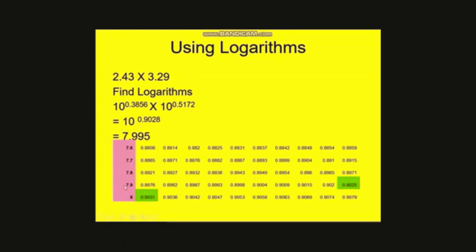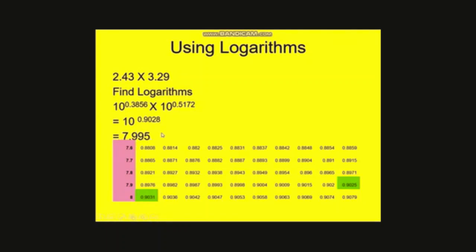Okay, so 7.99 is a little bit too small. 8.0 is a little bit too big. We're halfway between, so halfway between is 7.995. Okay, so you might want to just do this on a calculator. Type in 2.43 times 3.29, and your answer to three decimal places will be 7.995. The actual answer is 7.9947, but if we round it, we get 7.995. Okay?